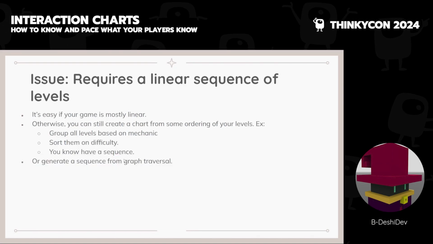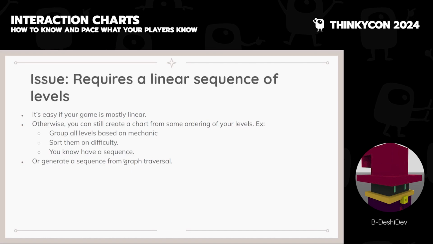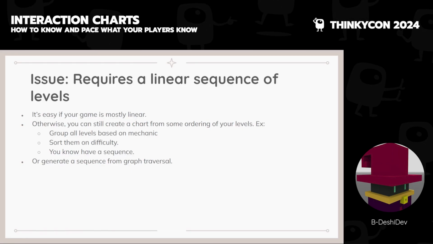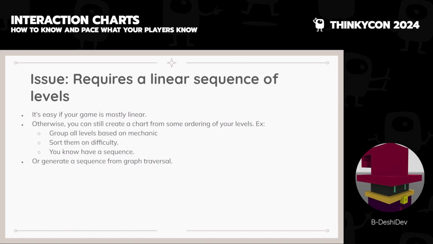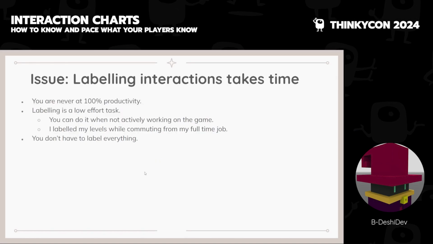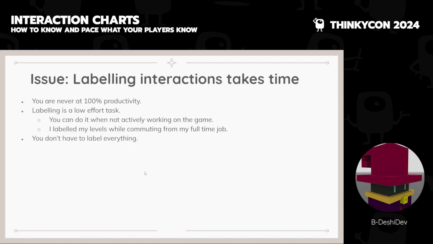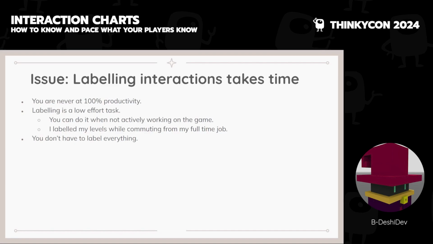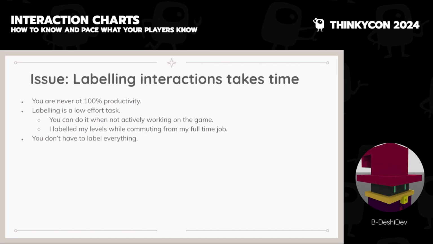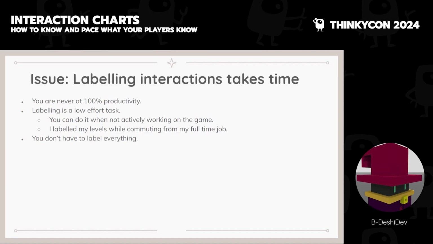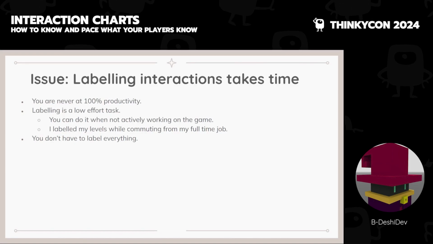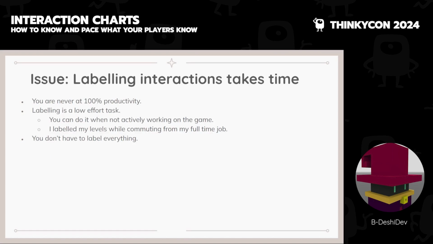So it's easy if your game is mostly linear. Otherwise, you can still create a chart from some ordering of levels, such as grouping them based on a mechanic, then sorting them based on difficulty. Or you can generate a sequence from some graph traversal. The elephant in the room is that labeling interactions takes time. To this, I have to say that you are never at 100% productivity, and the labeling is a low-effort task. I mostly labeled my set of levels when I was commuting from my full-time job. And secondly, you don't have to label everything. You can still get benefits if you label things partially.